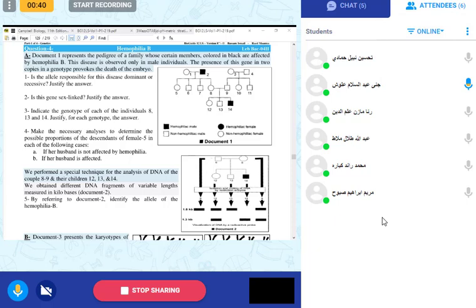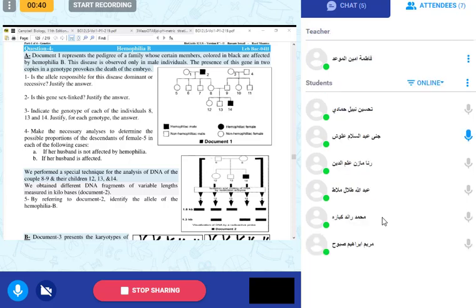To say recessive, we look at normal parents, both normal, with an affected child. To say dominant, affected parents and a normal child. Clear for the others? This is how we answer this type of question. Okay, thank you, Jana.